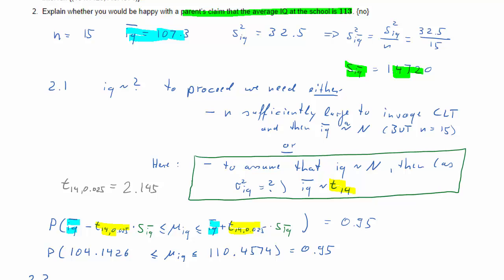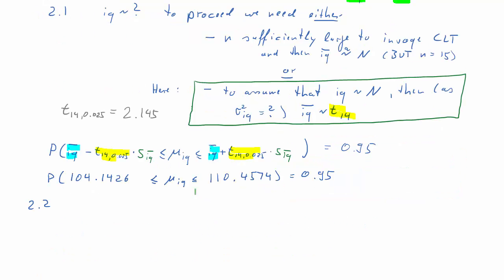So the second part of the question asked, if there's a claim that the average IQ is 113 at the school, should we be happy with that claim? And the answer is clearly no. This value is well outside the confidence interval.